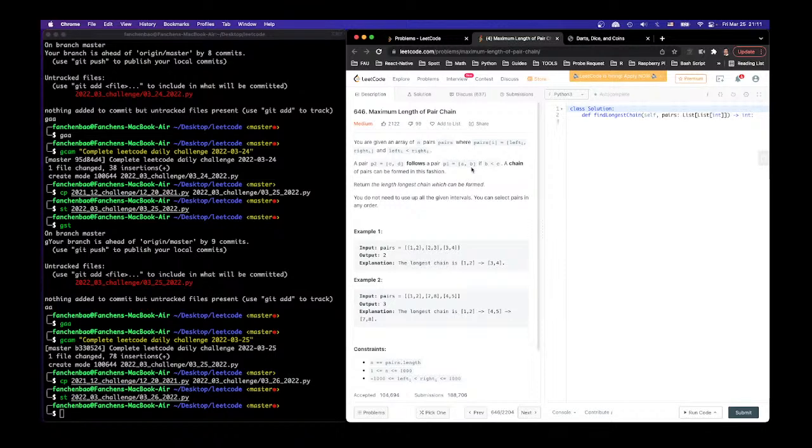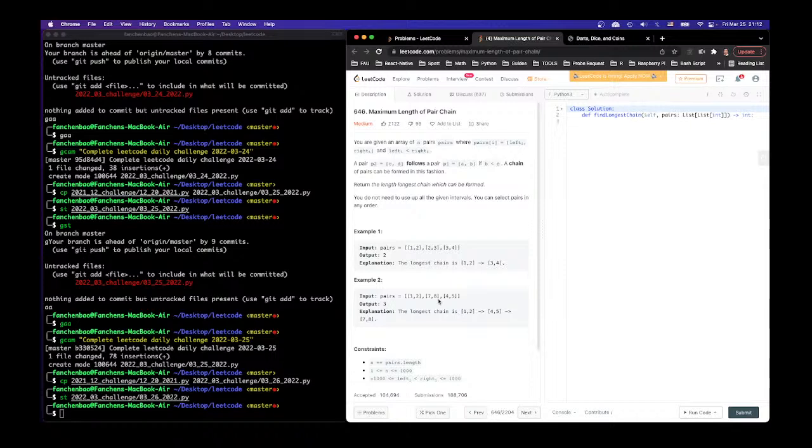Mm-hmm. 1, 2 and 2, 3 cannot be chained because B has to be smaller than C, so this is not. Okay. So 1, 2, then 3, 4, then 5, 7, 8. That's 3 in the chain. Okay. Sorted based on what? Well, okay, sort based on left.